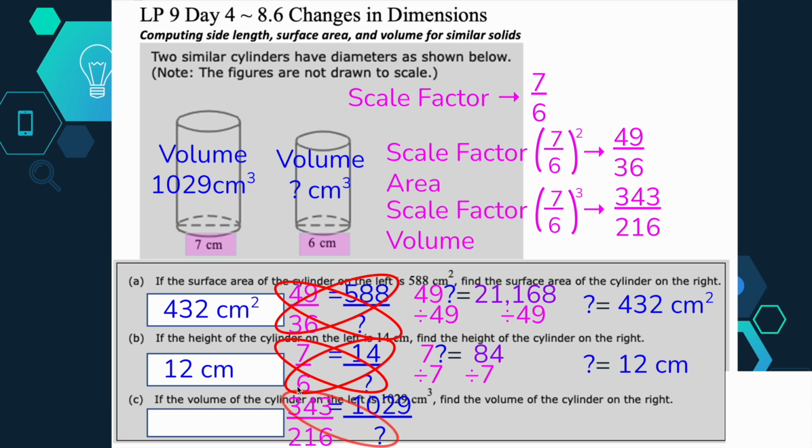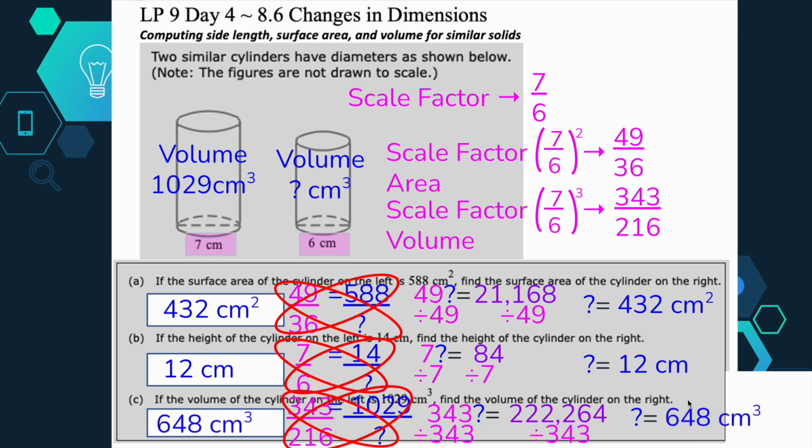So now, just like I did with the other ones, I'm going to cross multiply. All right, so I get 343 question mark. And then 216 times 1,029 gets me 222,264. And now I'm going to divide both sides by that 343 because I don't want that near the question mark, right? I want to move that over. So now I get 1 because 343 divided by 343 is 1. And when I divide 222,264 by 343, I get 648 centimeters cubed.